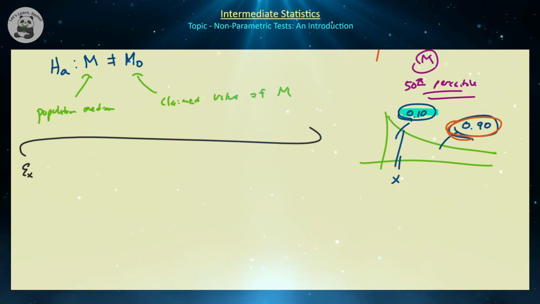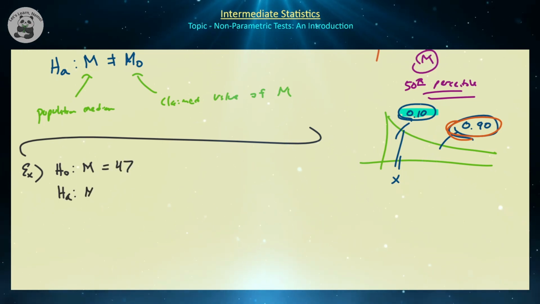So let's actually work through an example on how we would calculate the test statistics associated with this particular sample. Let's assume that somebody claims that the median age for some population is equal to 47, and let's assume that we want to test that with a two-sided alternative, that the median is not equal to 47. Right? So that is our null and alternative hypothesis.